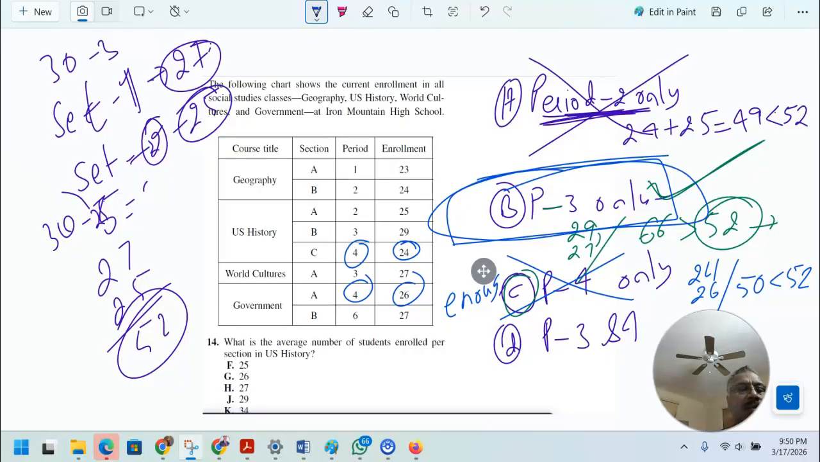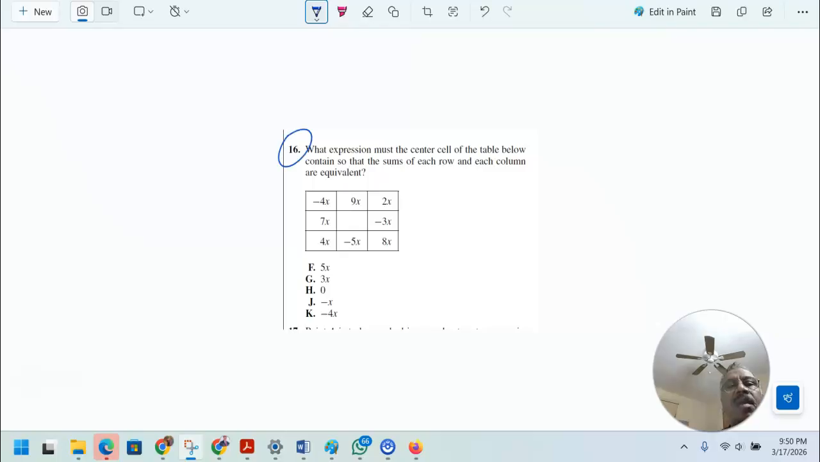Okay, question number 16 is, what expression must the center cell have? So what is missing? What should be this? So the sum of each row and column should be equal. What does it mean? Basically it means if I add this and add this, they should be the same.